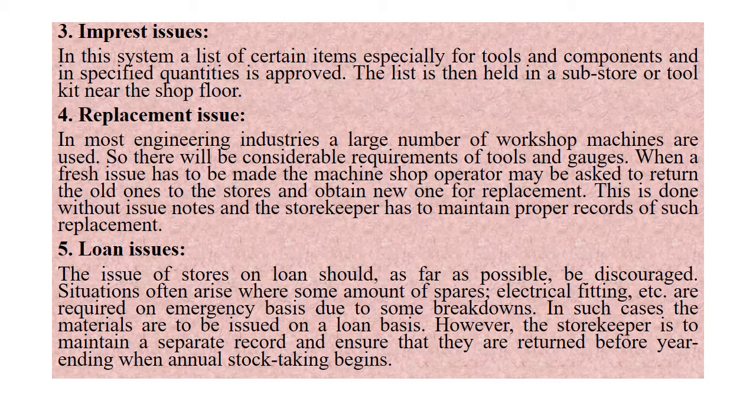The third type is impressed issue. In this system, a list of certain items, especially tools and components in specified quantities, is approved. The list is then held in a sub-store or toolkit near the shop floor. The fourth issue type is replacement issue. In most engineering industries, a large number of workshop machines are issued, so there will be considerable requirements for tools and gauges. When a fresh issue has been made, the machine shop operator may be asked to return the old ones to the stores and obtain a new one for replacement.